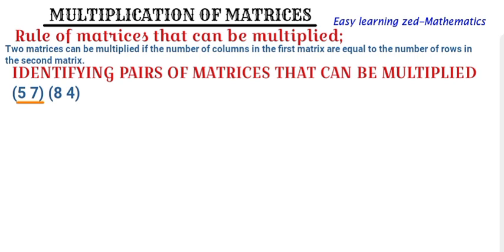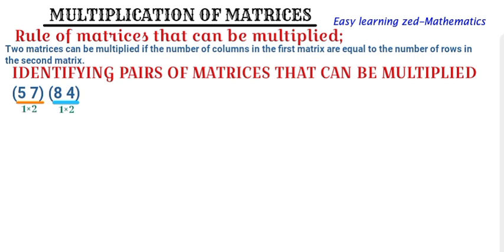So what is the order of this matrix? The order of this matrix is 1 by 2. It has one row and two columns. Let's look at the one I've underlined in blue. What is the order of this matrix? The order of this matrix is 1 by 2. It has one row and two columns. So these are the orders of these two matrices.